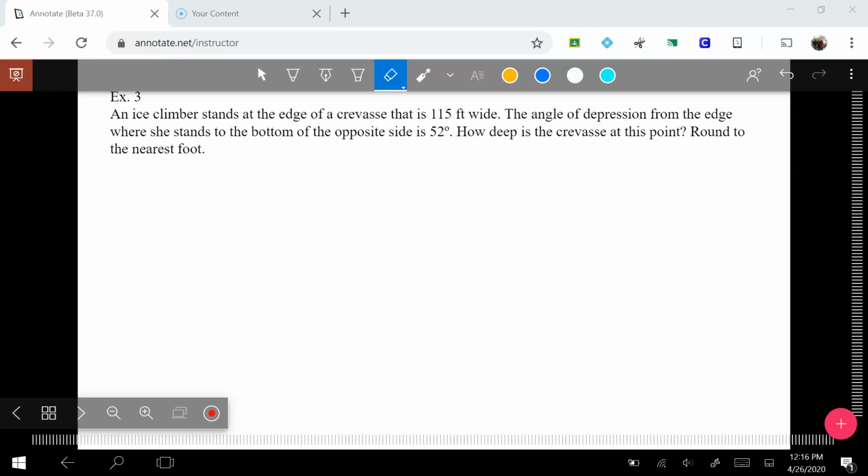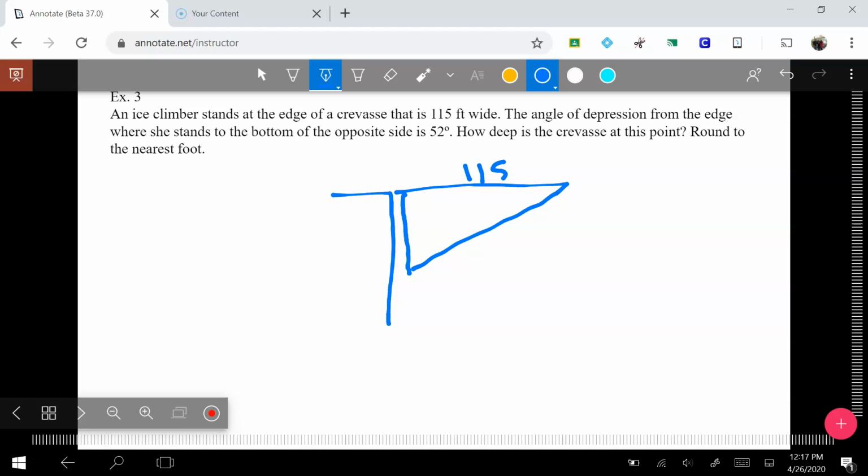So let's read the whole thing. You've got an ice climber. He stands on the edge of a crevice that is 115 feet wide. The angle of depression from the edge where she stands to the bottom of the opposite side is 52 degrees. Okay, how deep is the crevice at this point? So you kind of have to do a little upside down triangle in this case. So right here, this is 115, right? And what I'm looking for is how deep that crevice is going to be at the point.